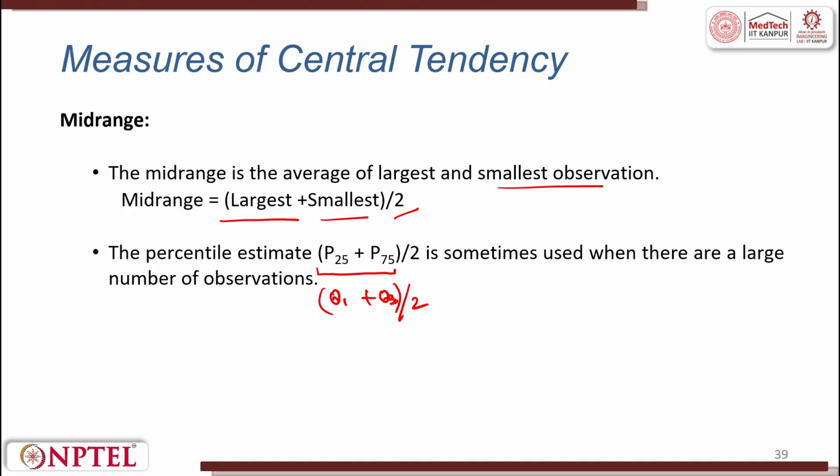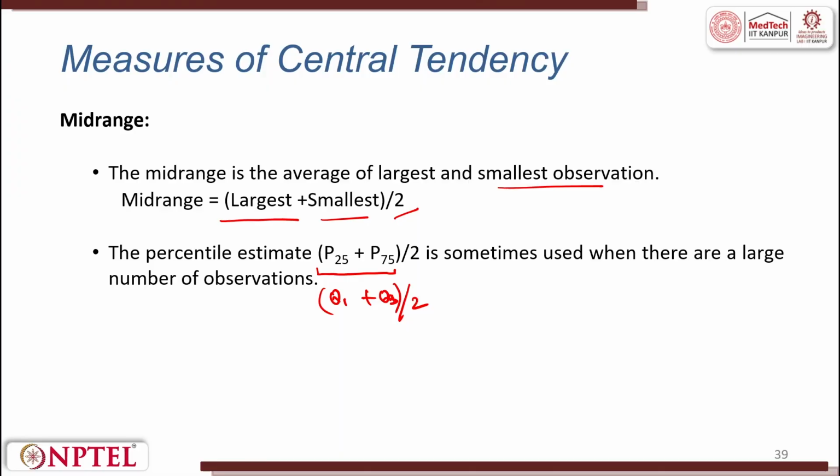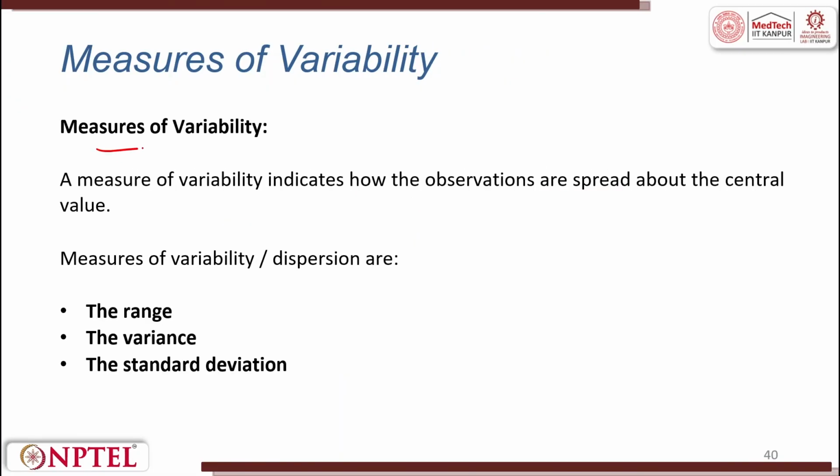When I am talking about mid-range, I am still talking about the central tendency only. It is not about range. Range would be the difference between the largest value and the smallest value. That we will talk about when we talk about the measures of variability.